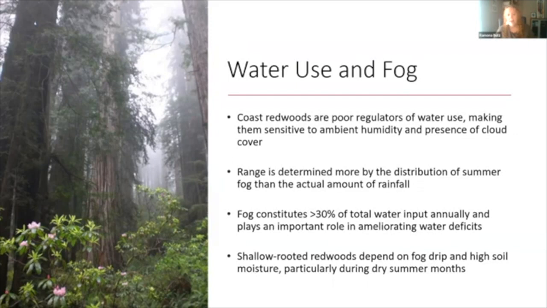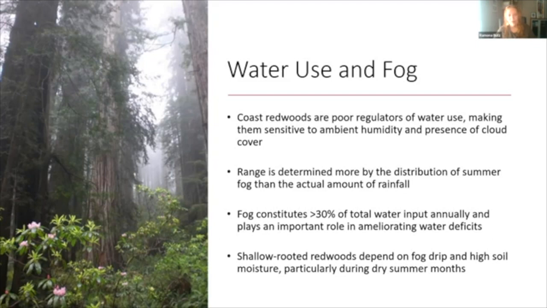And in this area, most of the rainfall does come in the wintertime. Summers are quite dry. And so fog constitutes more than 30% of the total water input annually for these trees. And it plays a very important role in ameliorating those water deficits.